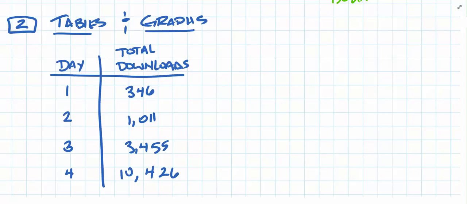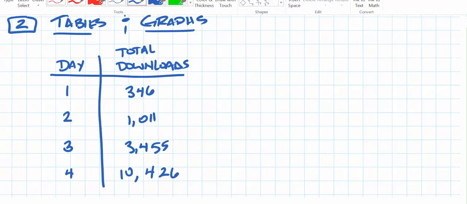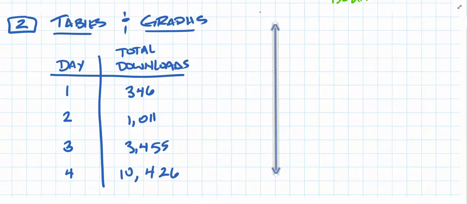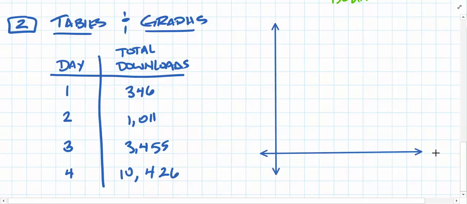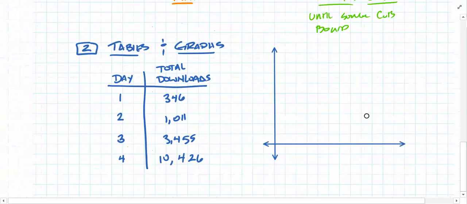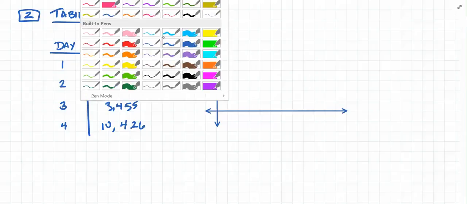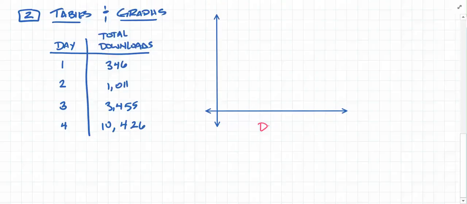So, to make a graph, right, we're going to use a straight edge. So here's my straight edge, and it comes out a lot easier. And we'll do another one. Okay, and what are my two variables that I'm working with here? Days, downloads. Very good. I have days and I have downloads.